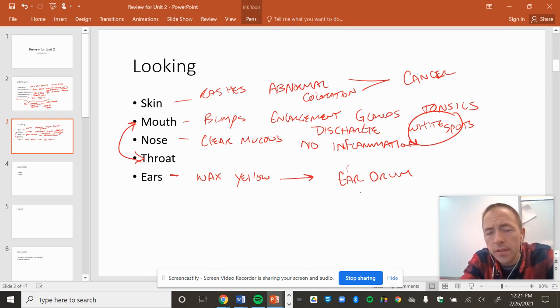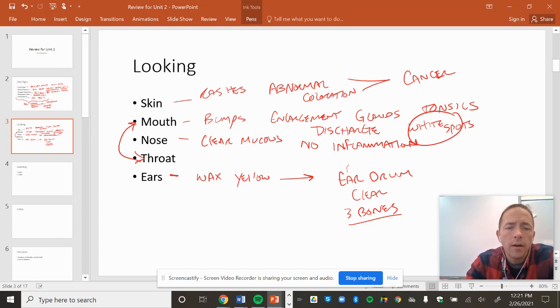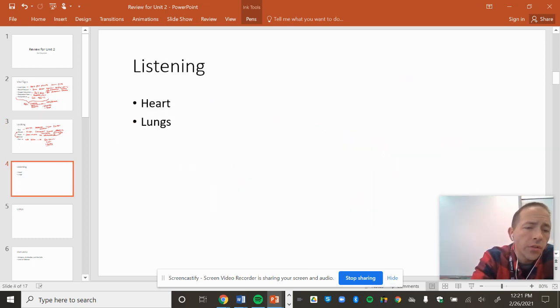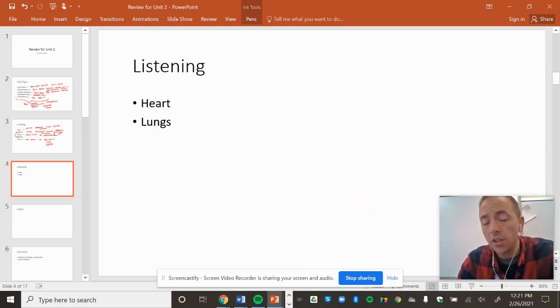And if that eardrum is fairly clear, you should be able to see the auditory ossicles. So that's the malleus, the incus, and the stapes, right? So those three bones in the inner ear, you should be able to see those as well if there's no infection in that ear. If all that stuff is looking good, you also need to take, when the patient comes in, a quick listen, right?